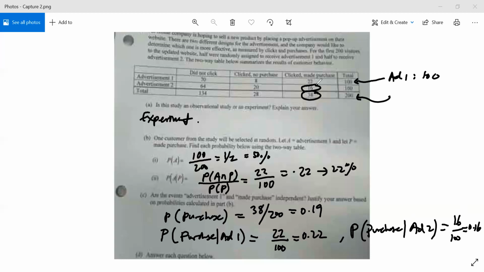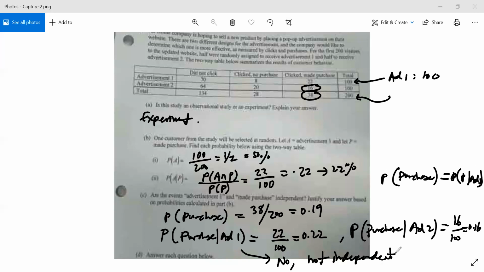Therefore, I can conclude that the events are not independent, because for the events to be independent, the probability of purchase must equal the probability of purchase given add 1. These two should be equal, but they're not. So the answer here is no, not independent, because 0.19 is not equal to 0.22, and that's not equal to 0.16 either.